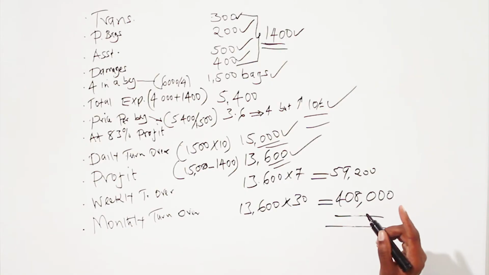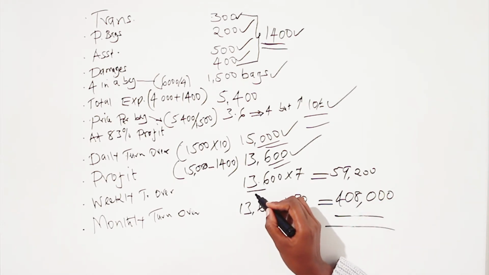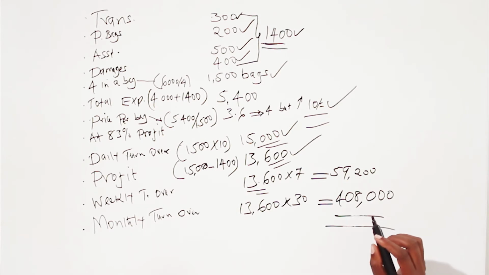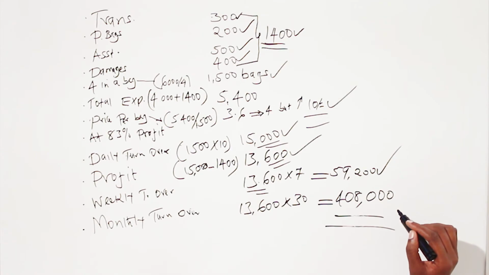Then we are also going to determine the weekly turnover of Mama Mboga. When we talk about weekly, we think of the number of days in a week, and in a week we have 7 days. Therefore we multiply her daily profit, which is 13,600, times 7 days in a week, and that gives us 59,200.